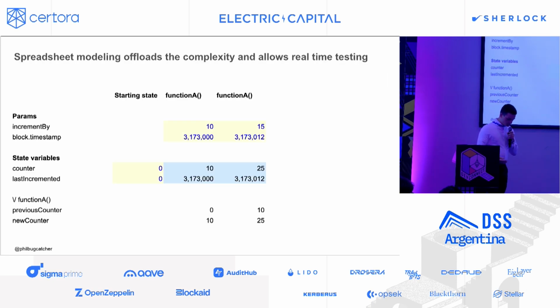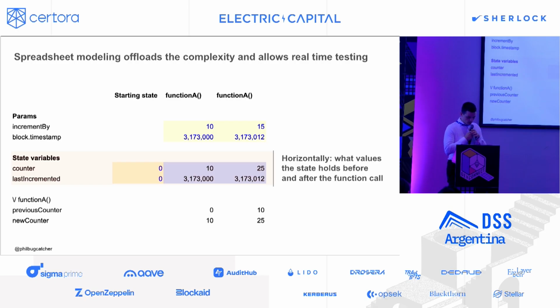The thing that I do to bypass that complexity is modeling the state changes on a spreadsheet. So this is a very simplified example of what that looks like. So horizontally, I track the state. So how it goes before the call and then after the call. So this becomes the before that call and then after that call.